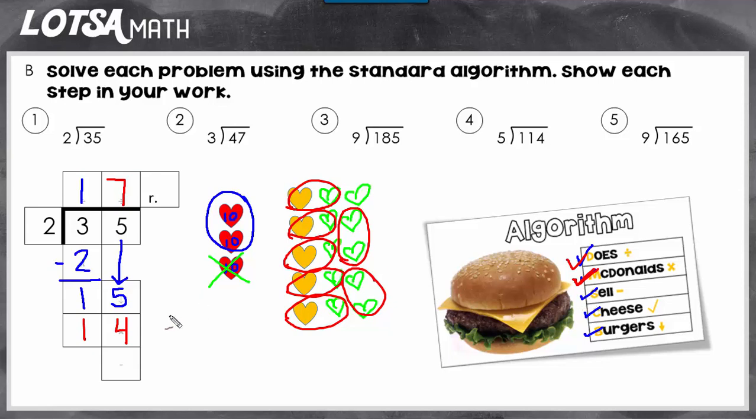And next is subtract. I had 15 hearts in all, but I was only able to group 14 of them. By subtracting, I'm finding the number of leftovers. So 15 minus 14 is 1. Okay, and we can see here that there was 1 left over. The next step is to compare, so I'm going to see if 1 is less than 2, and it is. And my last step is to bring it. There is nothing left to bring down, so now I'm going to bring this 1 right up here and leave it as my remainder. So 35 divided by 2 is 17, remainder 1.